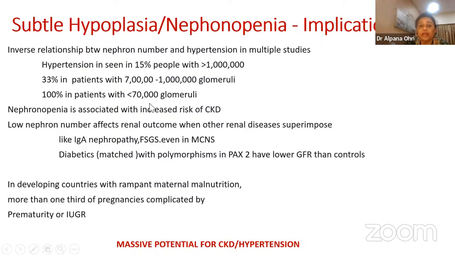And not only hypertension and risk of CKD, these individuals having less nephron endowment can have very serious consequences when they encounter other renal illnesses during the lifespan, like IgA nephropathy, or even apparently innocuous renal conditions like MCNS. They can have a very ominous outcome. Even in diabetics, studies have shown that those having polymorphisms in PAX2 have lower GFR than the controls. So in a country like India and in other developing countries with rampant maternal malnutrition, and in more than 1/3 of pregnancies complicated by prematurity and IUGR, there are a lot of implications for this kind of subtle renal hypoplasia.